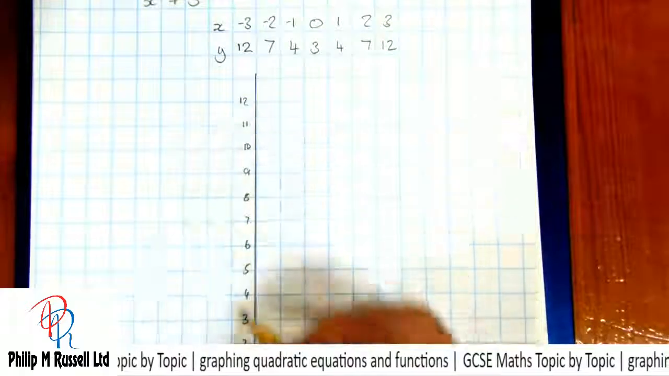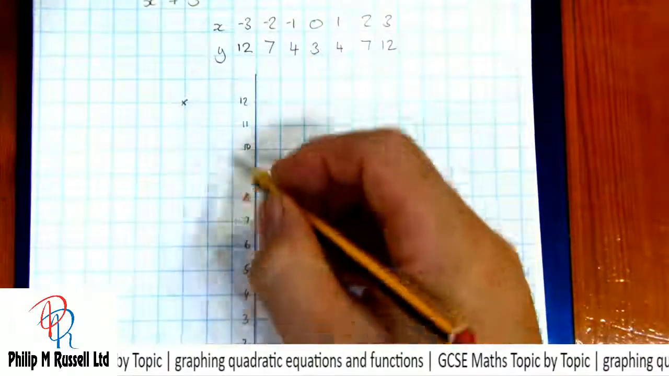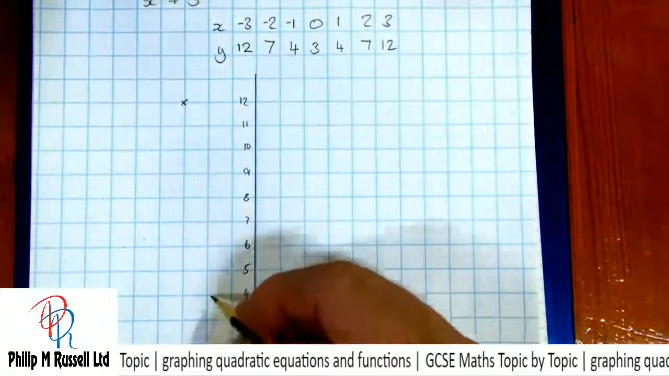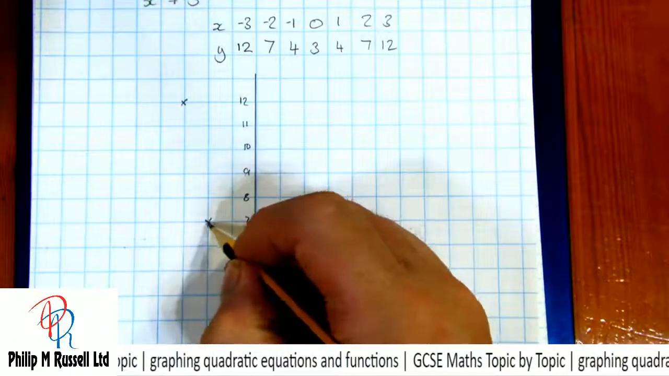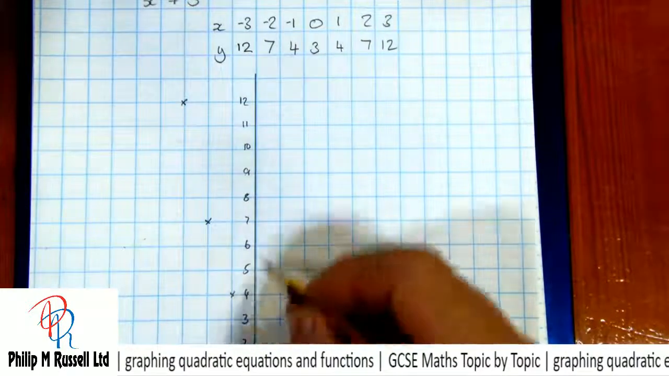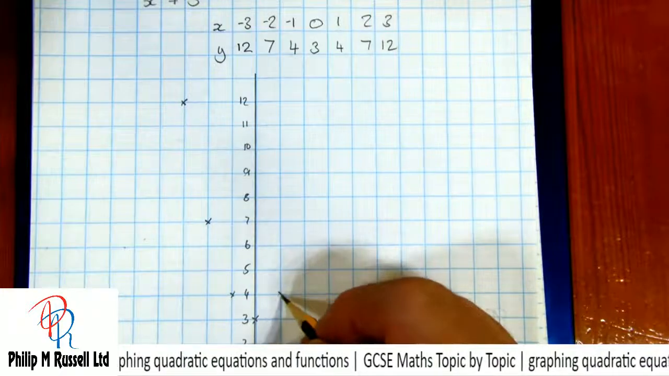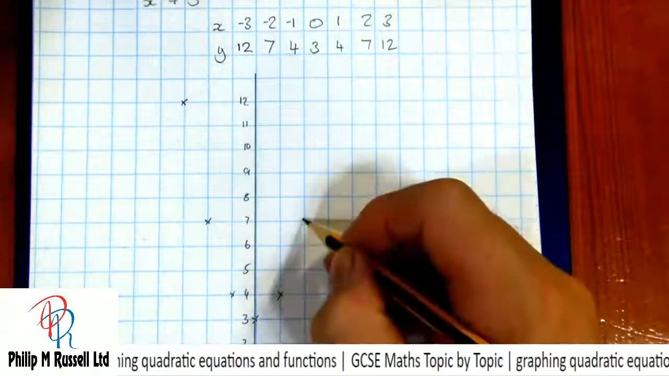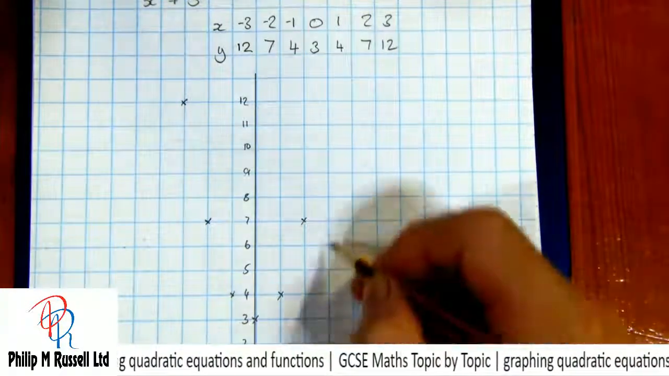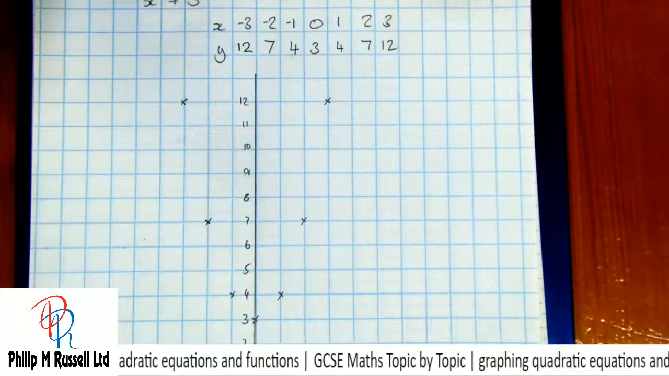Right, at -3 we're up at 12. At -2 we've got 7. At -1 we've got 4. At 0 we've got 3. And then this shape is basically made. Now comes the hard bit.